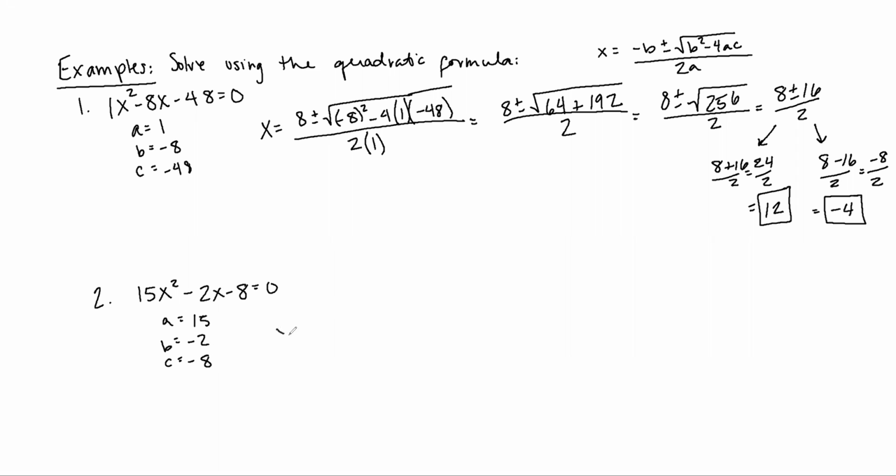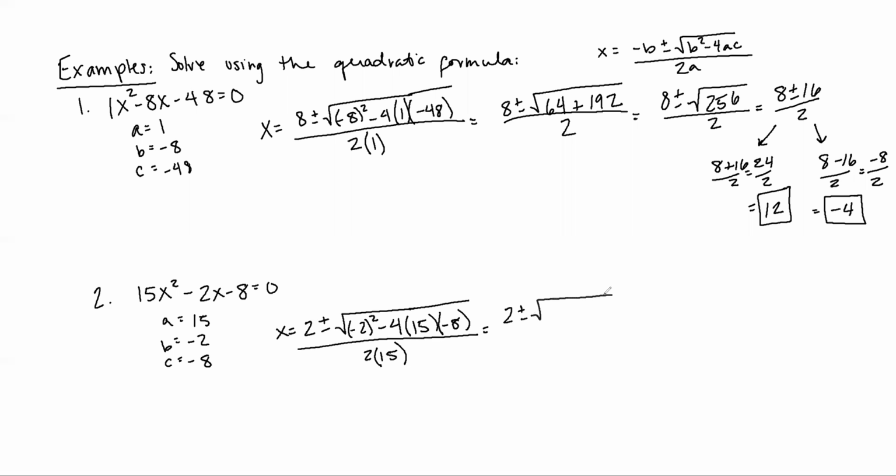So we're going to have x equals the opposite of b, so positive 2, plus or minus the square root of b squared, so negative 2 squared, minus 4 times a, which is 15, times c, which is negative 8, all over 2 times a, which is 2 times 15. Now let's go ahead and simplify. So we're going to leave that 2 plus or minus.